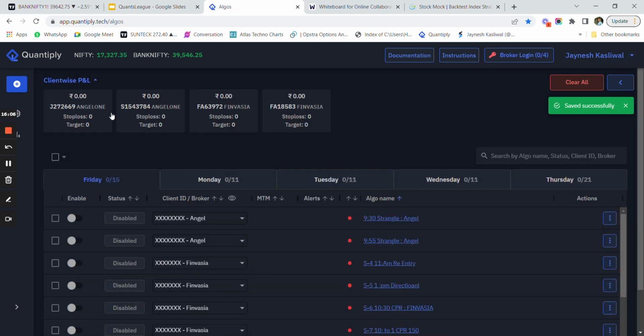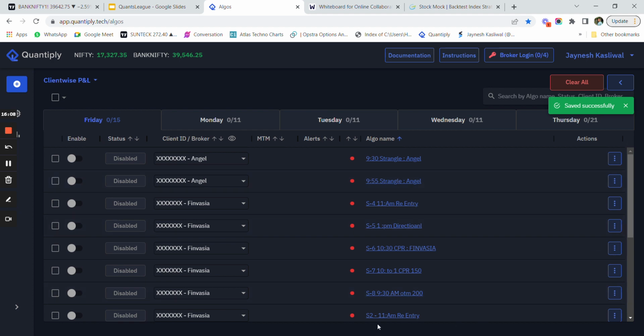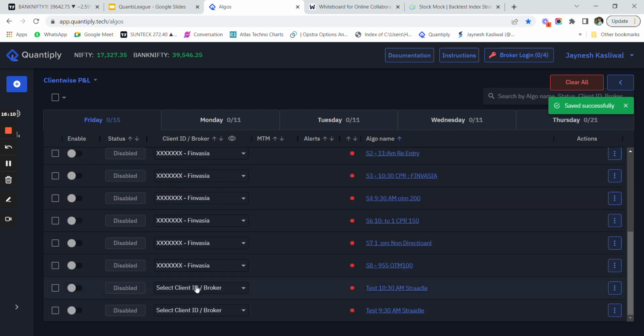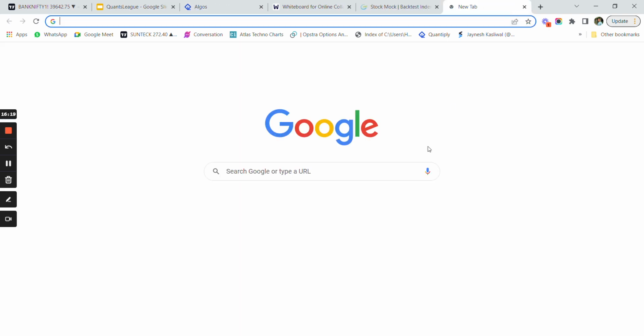Always remember that you have to connect your broker as well. If you do not connect your broker, then the strategies are not going to run here. So here, as you can clearly see, my brokers are already connected, and only then are my strategies going to run, right?